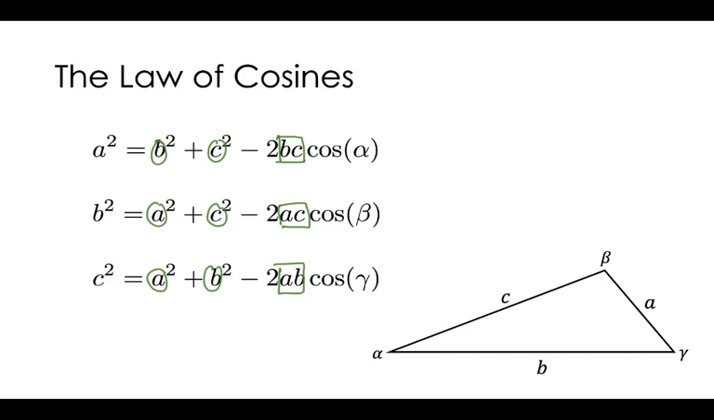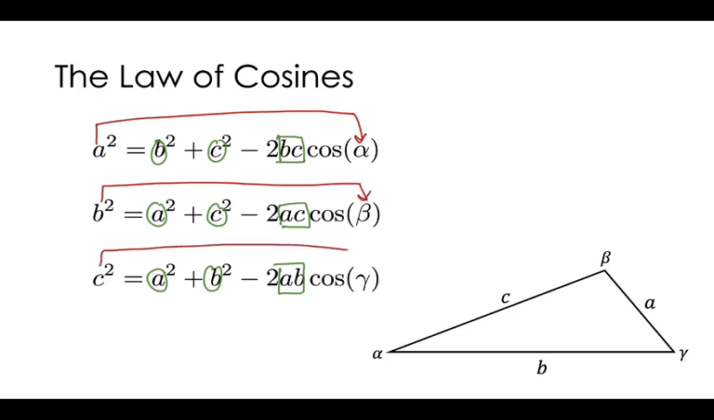Whatever side length is by itself on the left, its partner angle shows up in the cosine part of the formula. So this isn't really three different formulas, it's the same formula written three different times, and I would just copy it down with one of the notations and stick with that. The law of cosines will solve for us if we know all three side lengths, or if we know side, angle, side, meaning two side lengths and the angle in between them.